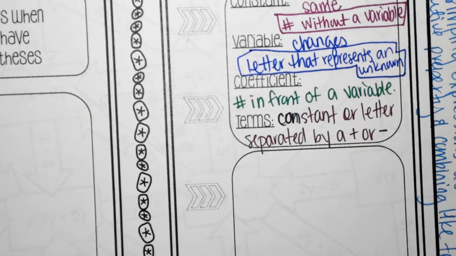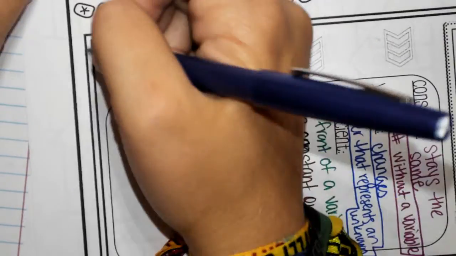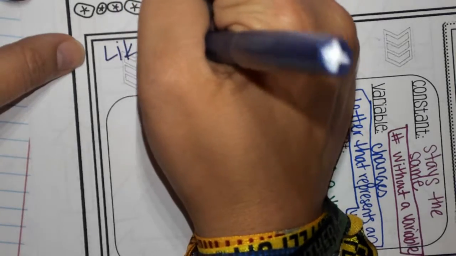But what if I said 3x squared and 2x? Are those the same? No. They have to have the same letter and the same what? Starts with an E. Exponent, yes. Alright, so like terms.